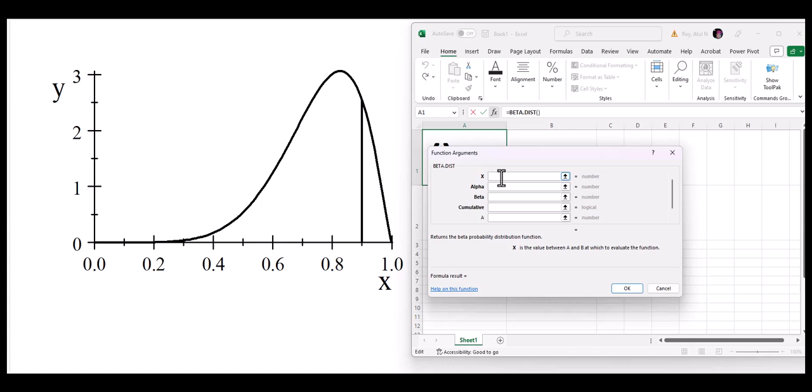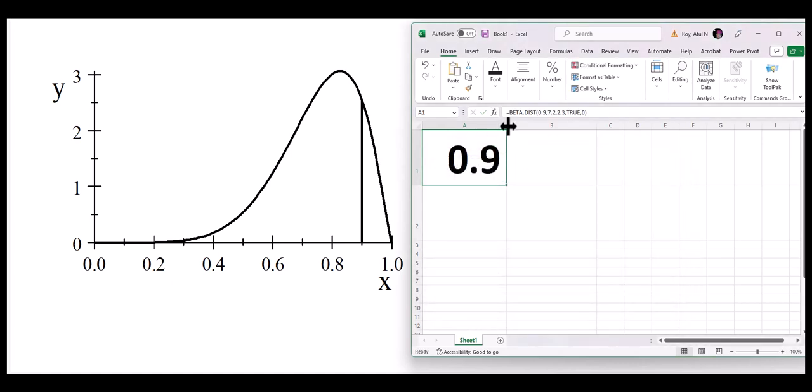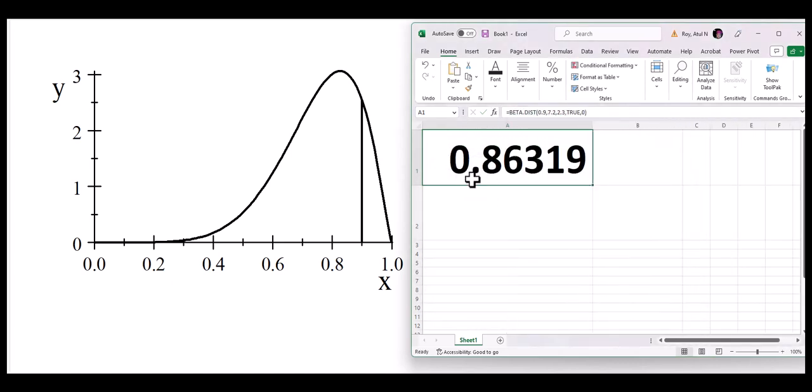And here our x is 0.9. We want cumulative area to the left of 0.9. And remember, our alpha is 7.2 and beta is 2.3. And cumulative we are going to put true. And if we write a equals 0, then it will give us the value for a standard beta distribution. So here it is, and the value is about 0.86319.